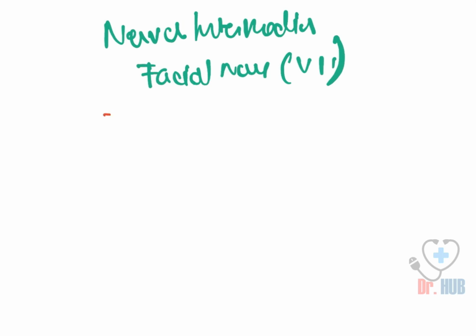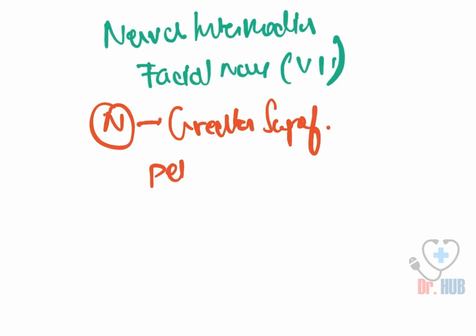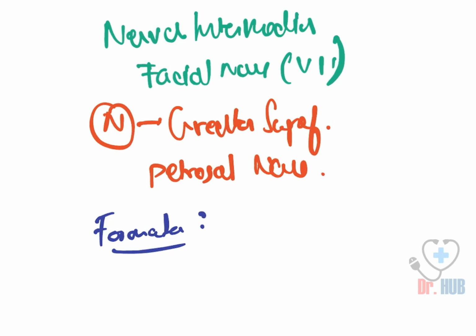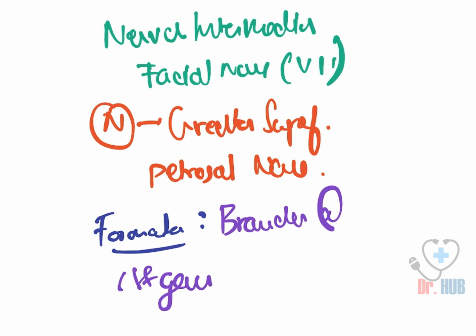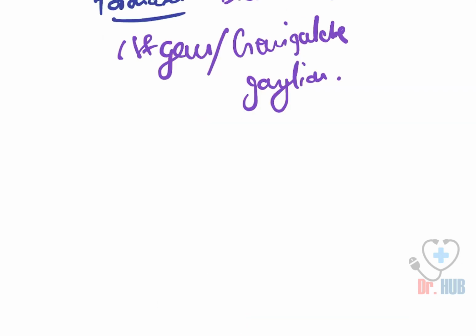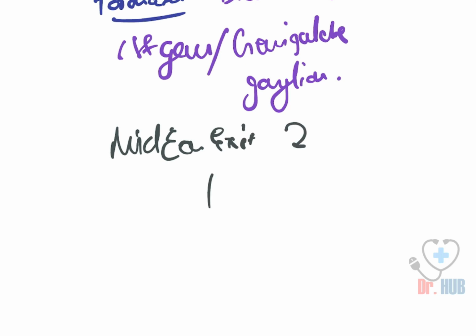Now looking at the nerve, the nerve is the greater superficial petrosal nerve. Now we look at the formation. The formation is that it branches at the first genu, the geniculate ganglion. Now, how does it exit the middle ear? The middle ear exit is through the facial hiatus.